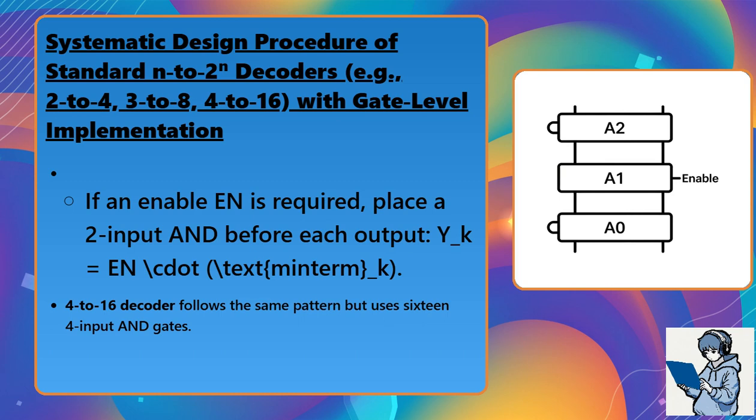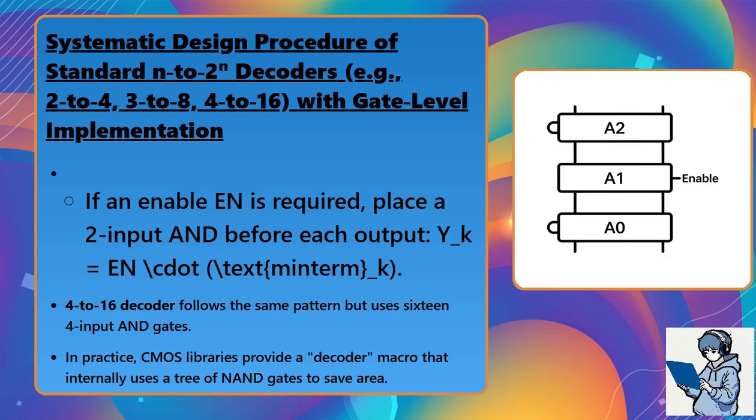A 4 to 16 decoder follows the same pattern, but uses 16 4-input AND gates. In practice, CMOS libraries provide a decoder macro that internally uses a tree of NAND gates to save area.